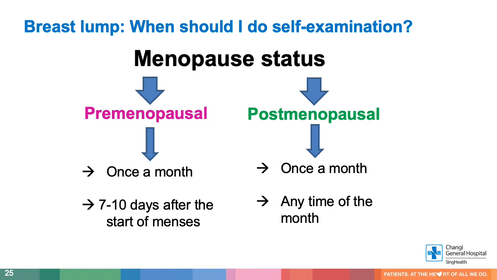So then, when is a good time, or when should you do your self-examination? I will normally give this guide to all my patients. It actually depends on your menopause status. For ladies who are premenopausal, I normally encourage them to do their self-check once a month, about 7 to 10 days after the start of your menses. The reason being, there will always be discomfort and soreness just before your menses, hence precluding a proper and thorough self-examination. Whereas for postmenopausal ladies, it's also once a month, but you can examine yourself any time of the month.